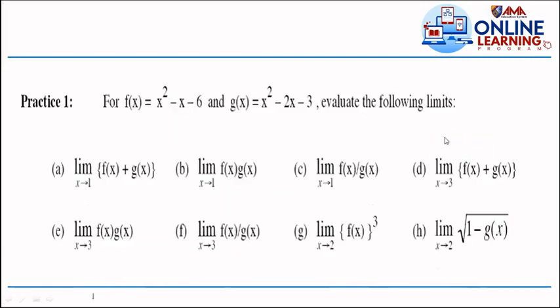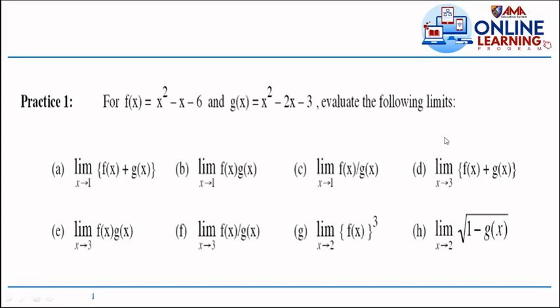So we have your practice one. For the function f(x) equal to x squared minus x minus 6 and g(x) equal to x squared minus 2x minus 3, evaluate the following limits. Letter A, the limit of f(x) plus g(x) as x approaches 1. Letter B, the limit of f(x) multiplied by g(x) as x approaches 1. Letter C, the limit of f(x) divided by g(x) as x approaches 1.